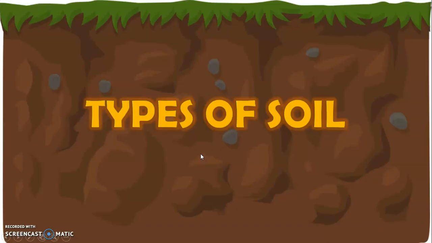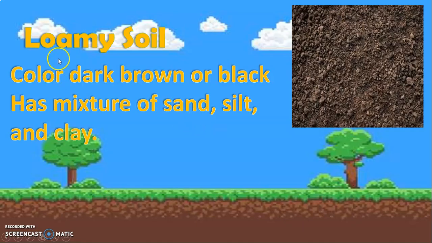Okay. So, we have three types of soil. Number one, we have loamy soil. Again, everybody, can you say loamy soil? Very good. So, what is loamy soil? Loamy soil is colored dark brown or black. It has a mixture of sand, silt, and clay.